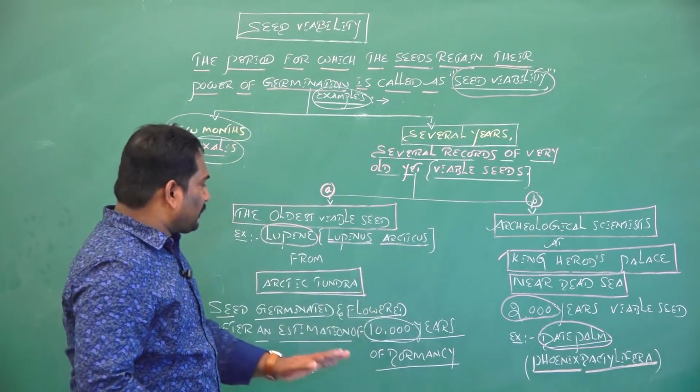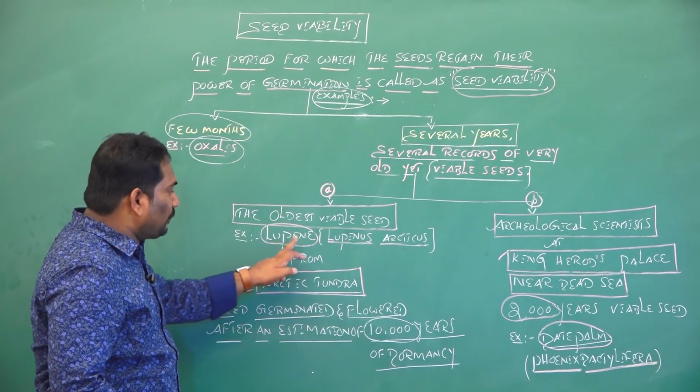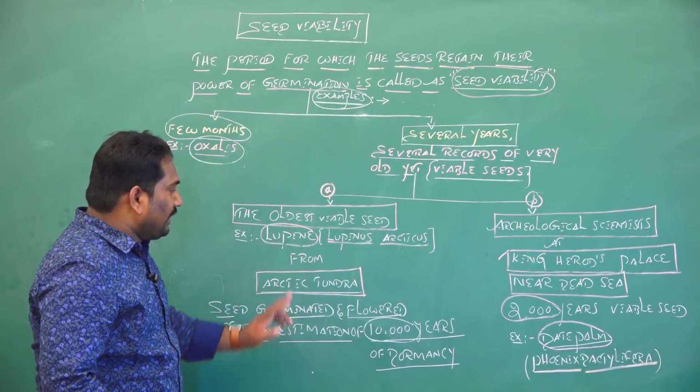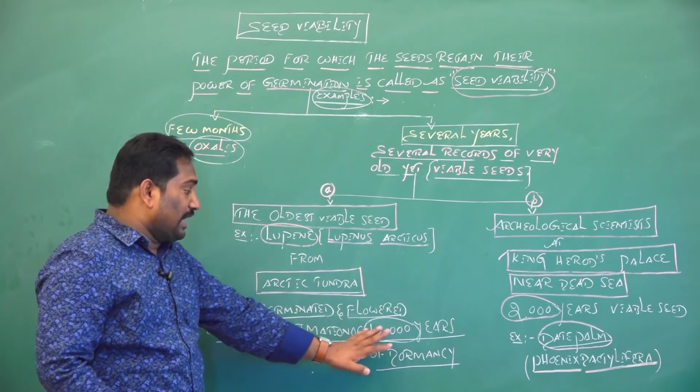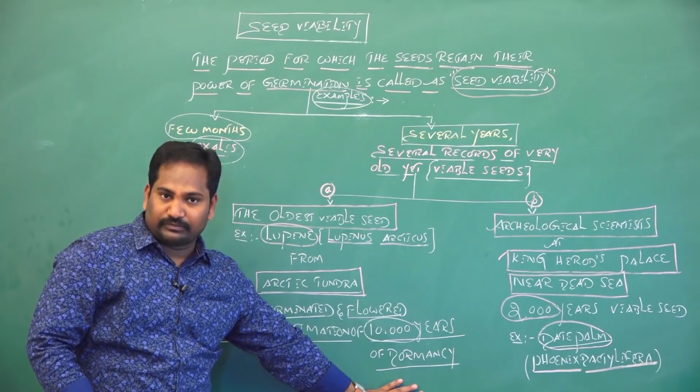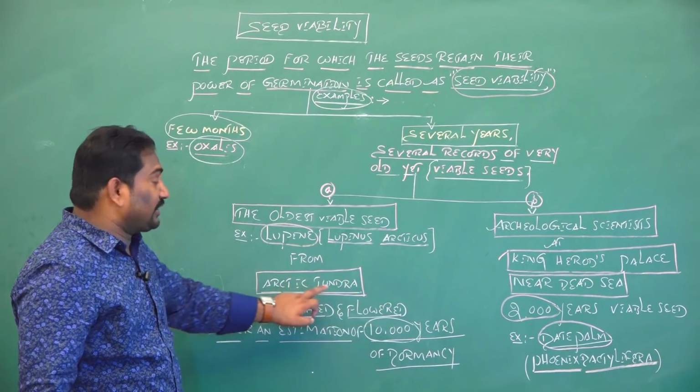The oldest yet viable seed is lupine, or Lupinus arcticus. It has the power of germination capacity after 10,000 years of dormancy. It was identified from the Arctic tundra.